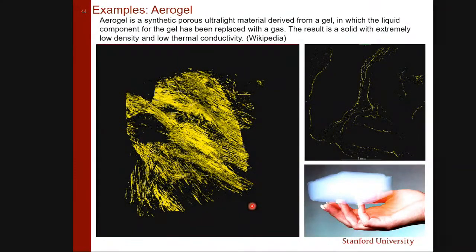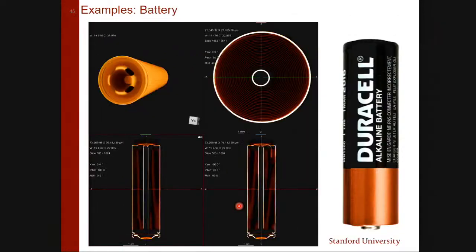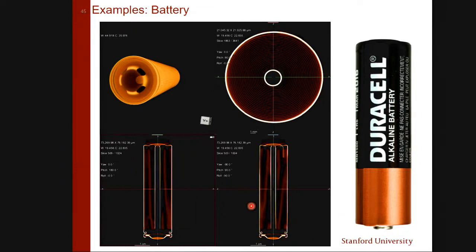And also you can image batteries. Here's the battery, and as you can see from outside, it's a hard shell, which is the metal. And inside you have this rolled sheet of electrodes. It's like a cathode, separator, anode. That's your battery inside.